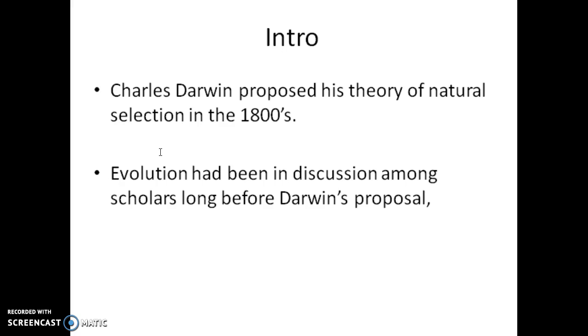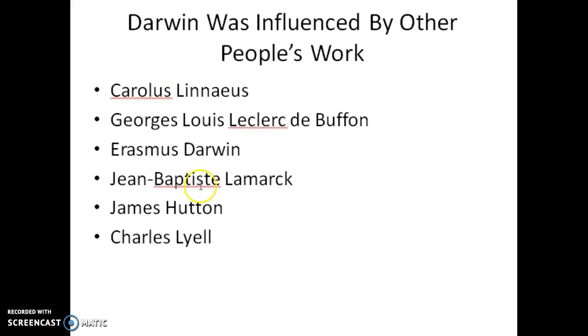So we're going to be looking at some of the people that influenced Charles Darwin and what got his brain going. So some of the people we're going to look at is Carolus Linnaeus, George Louis Leclerc de Buffon, who we're just going to call Buffon at this point, a little bit shorter, Erasmus Darwin, Jean-Baptiste Lamarck, interesting fellow, and then two geologists, James Hutton and Charles Lyell. Geologists, they study planetary changes.